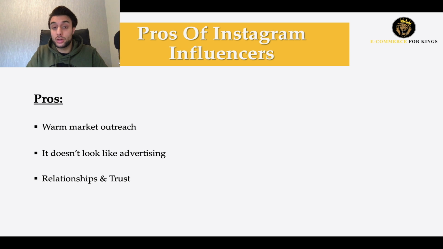Another thing is, it doesn't look like advertising. The reason why it doesn't look like advertising is, again, because the influencer is marketing to them in a way where it just looks like they're trying to help them out by giving them value, by promoting a product that can help their audience. So the conversion rates are going to be a lot higher. There's relationship and trust. The Instagram influencer has built a relationship and some trust with the audience. So when they promote a product, they're not going to judge it and say it's a scam. They're going to say, okay, we trust this influencer, so we're going to give that product a go. So it just improves conversion rate. So these are the massive pros of Instagram influencer marketing.